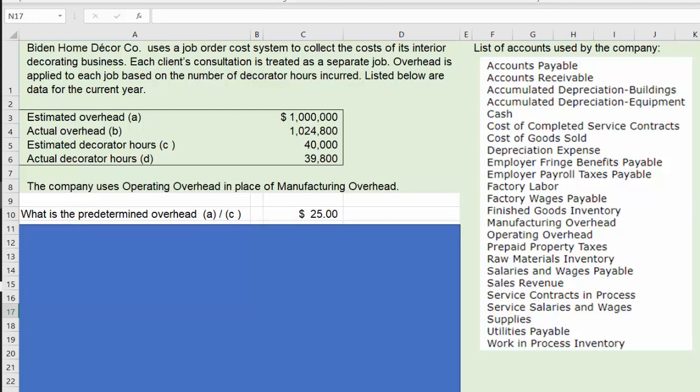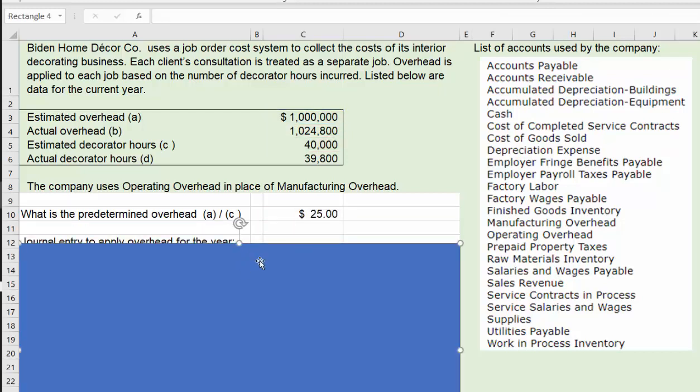And you simply take the estimated overhead of $1 million and divide it by the estimated decorator hours, because predetermined overhead is always based on your estimates or predetermined amounts. So if you look up here, you can see I've done the formula, or I'll hit the F2 here once I set up my function key correctly. Okay, so if I hit the F2, you can see the C3 and C5. It's doing the math for you. Again, this is just Excel.